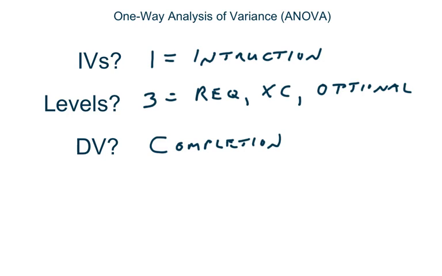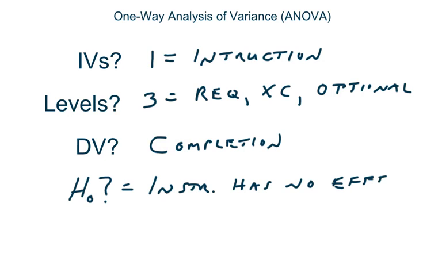So that's the overall design of the experiment. Now, what is the null hypothesis? Remember, the null hypothesis is signified by H sub 0. I'll just write it here. H sub 0 is that instruction, I'm going to do it in shorthand, has no effect on completion rate. Has no effect on homework completion rate.